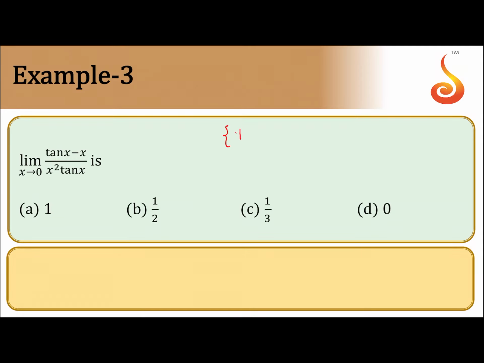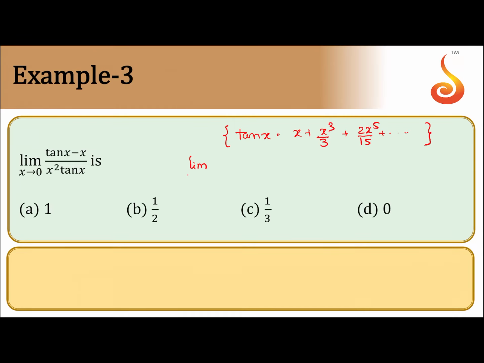Expansion that is better and easy to solve. Tan x is equal to x plus x cubed by 3 plus 2x to the power 5 by 15 and so on. Normally, we won't require the higher powers. We won't require the higher powers. We use this expansion for this particular problem.